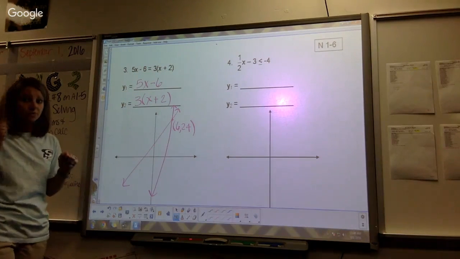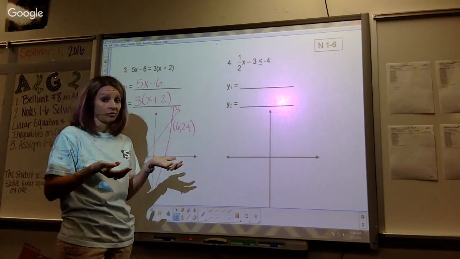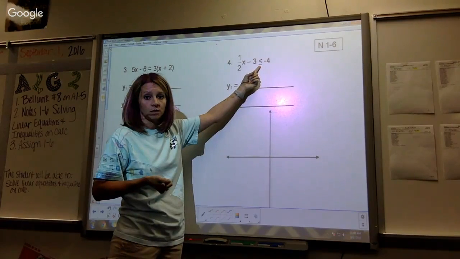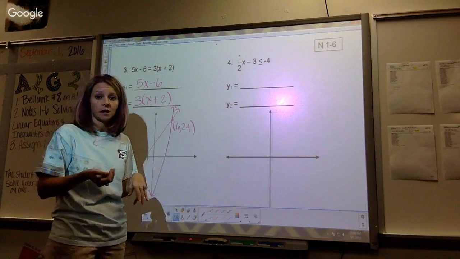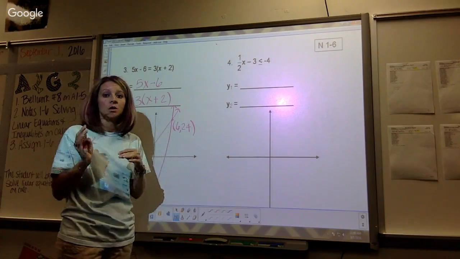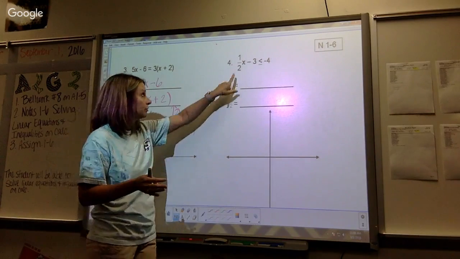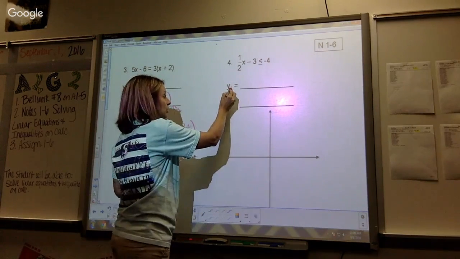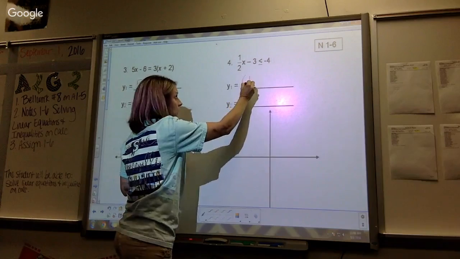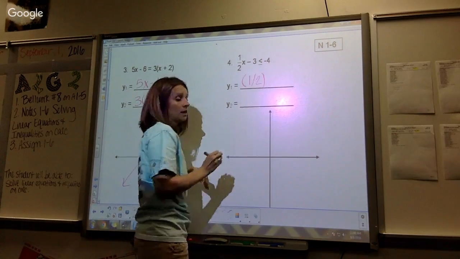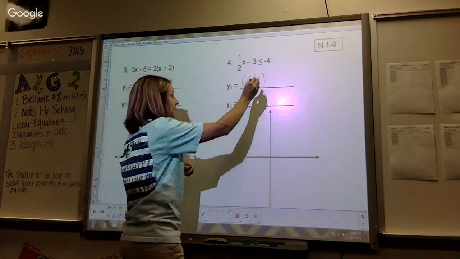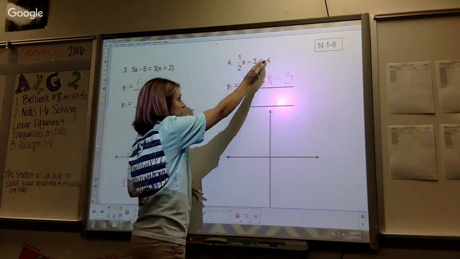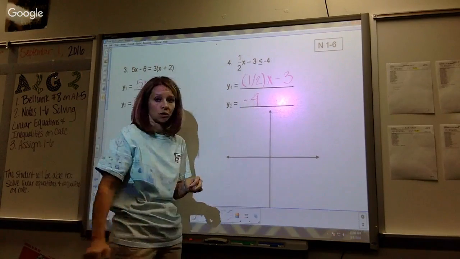Okay, so number 4 is a little different. We have a fraction, but we also have an inequality instead of an equation. We're still going to graph it the same way. Left side's going to go in y1, right side's going to go in y2. Now, on your fraction here, remember that you need to put parentheses around your fraction when you're plugging it in. So on your notes here, I'm going to write parentheses 1 divided by 2. That's how you would enter the 1/2 x minus 3. The y2, the right side of your inequality, is negative 4.